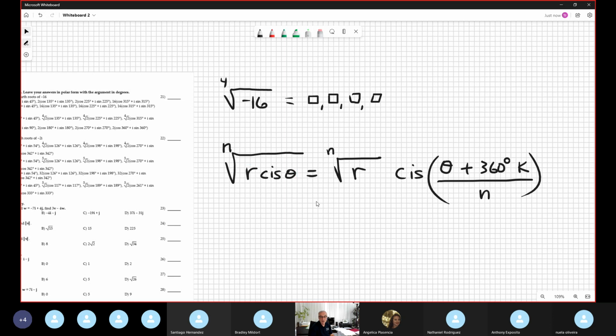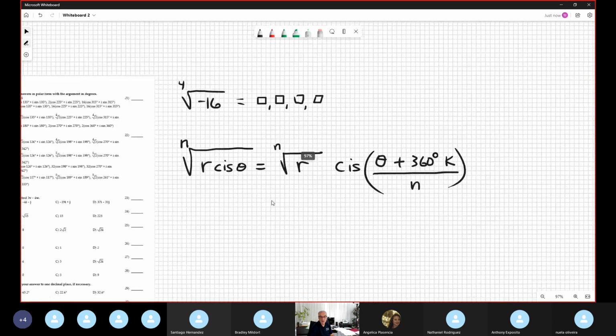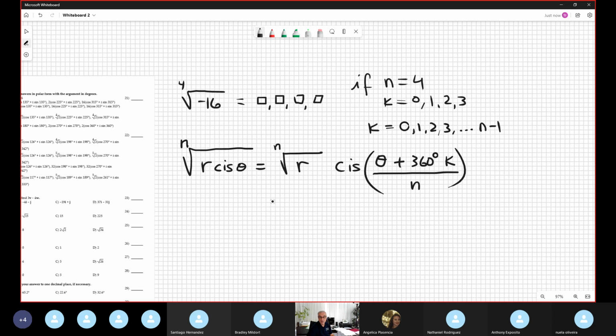And k, who is k? k is a number between 0 and n minus 1, where k is 0, 1, 2, 3, and so on, up to n minus 1. In our specific example, it is a fourth root, so n is 4. If n is 4, k is 0, 1, 2, and 3. And this is the reason that we have four solutions. Got it? The first solution is for k equals 0, the second solution for k equals 1, the third solution k equals 2, and the last solution k equals 3.